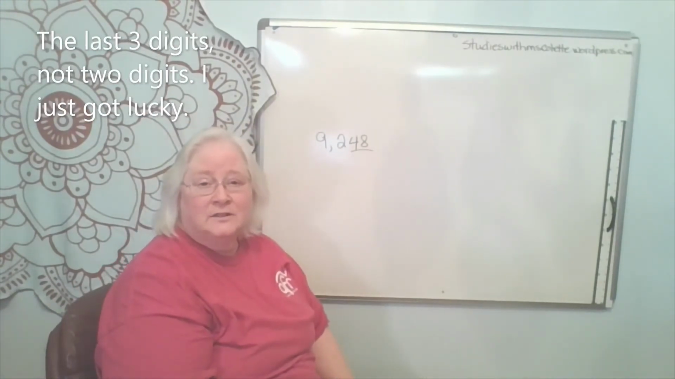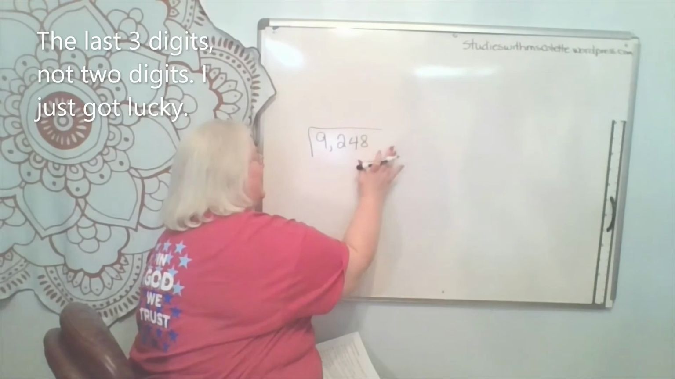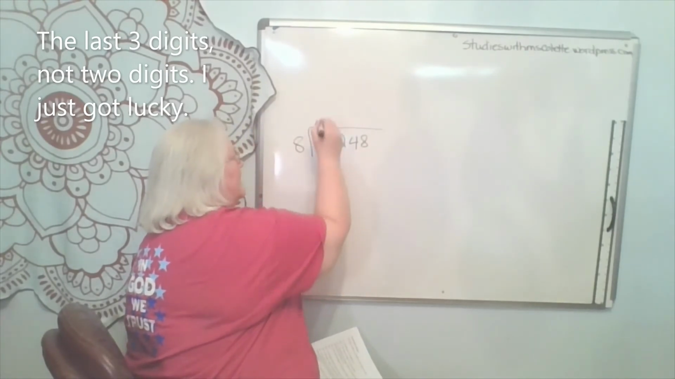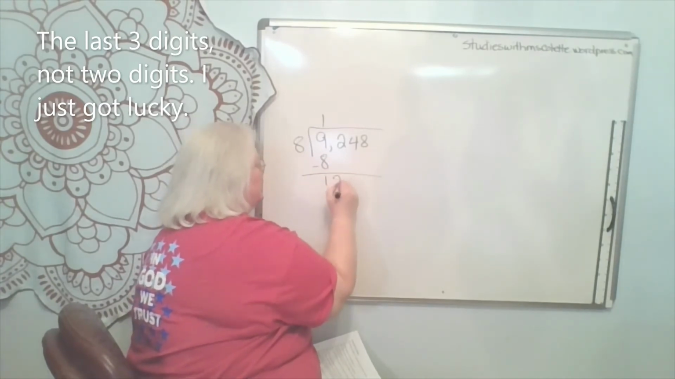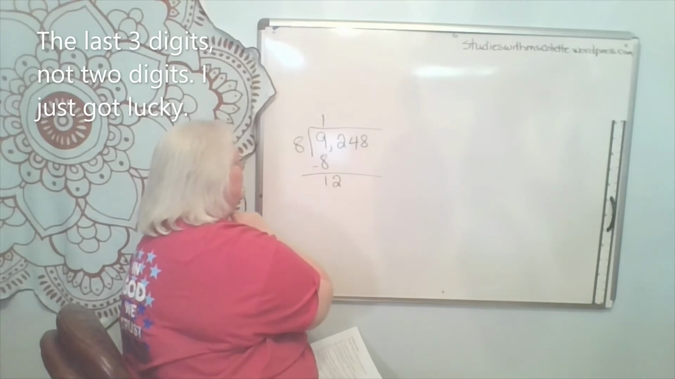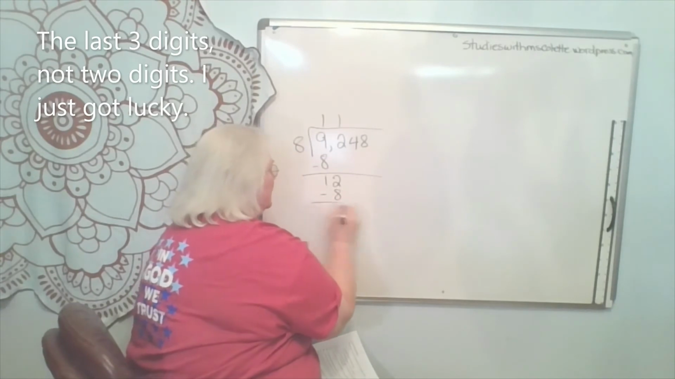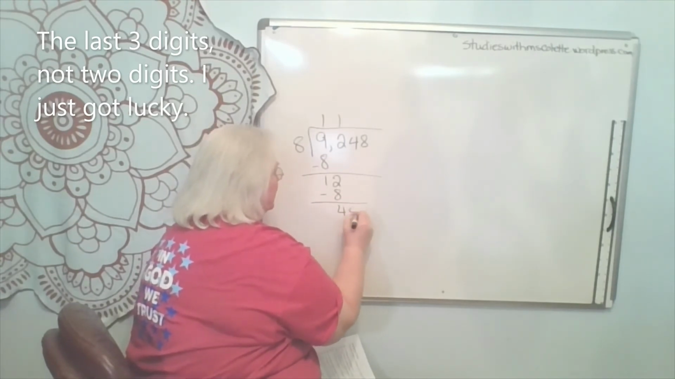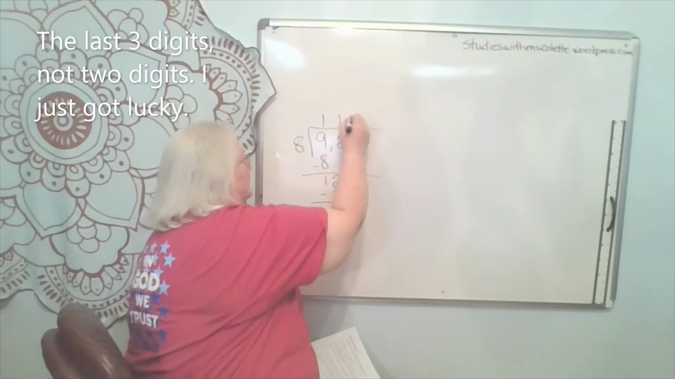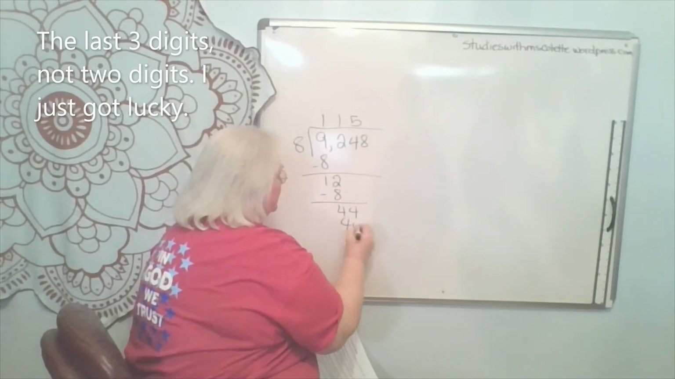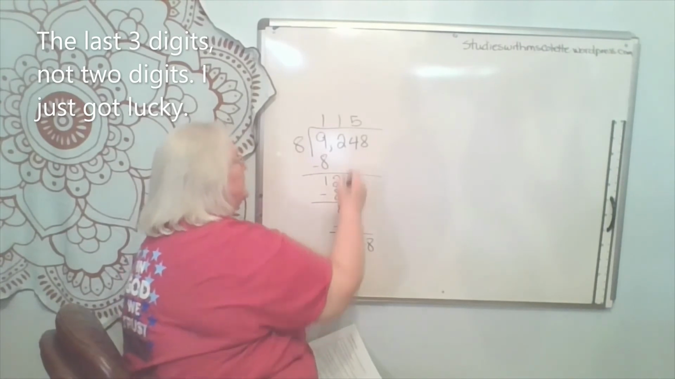8 will go into 48 6 times. So let's make sure that the whole thing is divisible by 8. So 8 will go into 9 1 time. When we subtract, we get a 1. And we bring down the 2. 8 will go into 12 1 time. And we get a 4. Bring down the 4. And it'll go into it 5 times. 5 times 8 is 40. We get a 4, bring down the 8. And then 8 will go into 48 6 times.